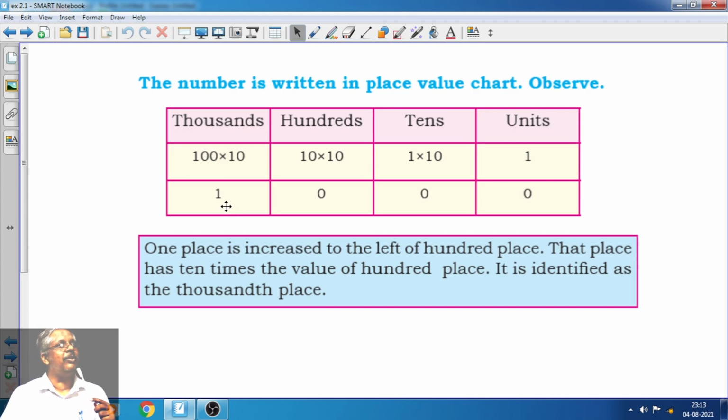That's what. In the place of thousands, we find 1 here. In hundreds, 0. In tens, 0. And units, 0, which we say 1000. One place is increased to the left of the hundreds place. That place has 10 times the value of the hundreds place. It is identified as the thousands place.